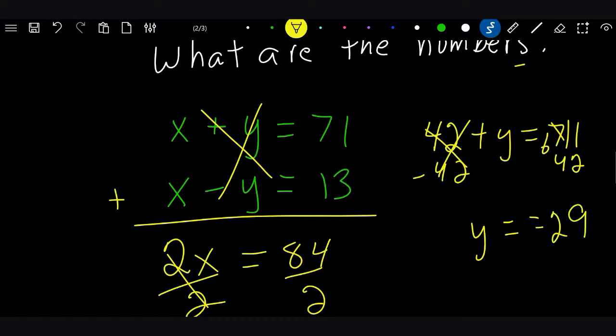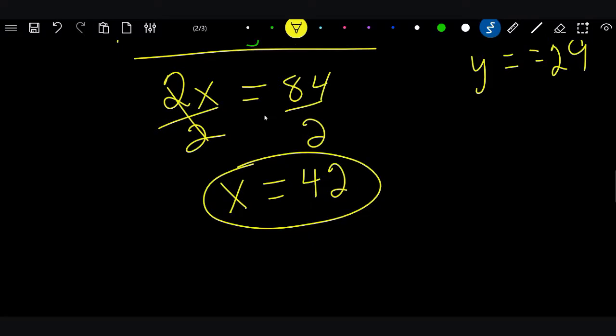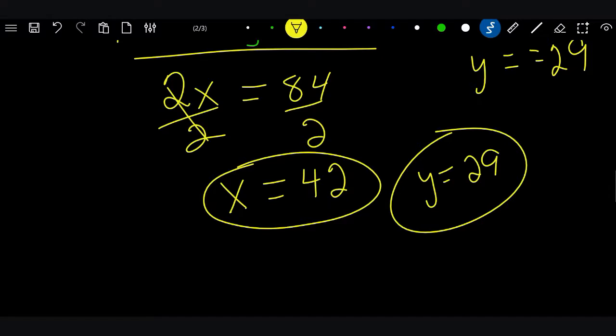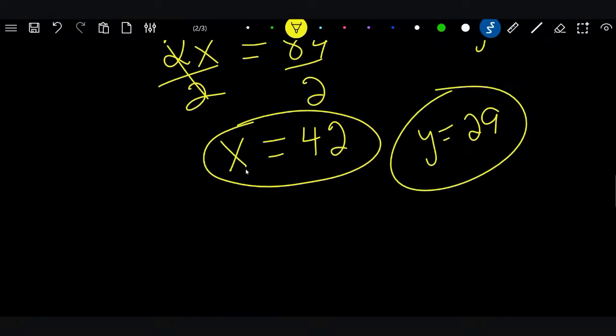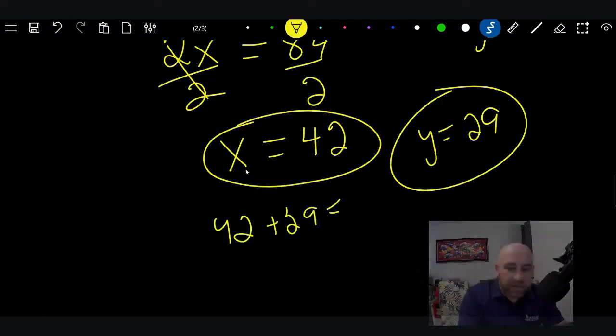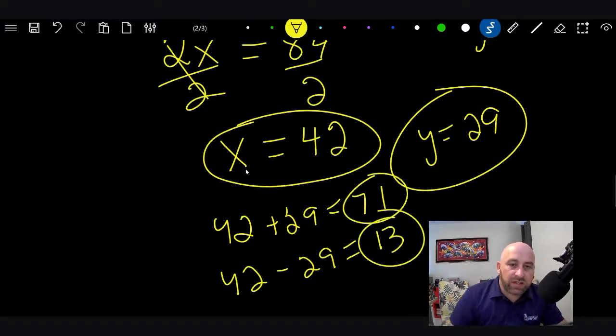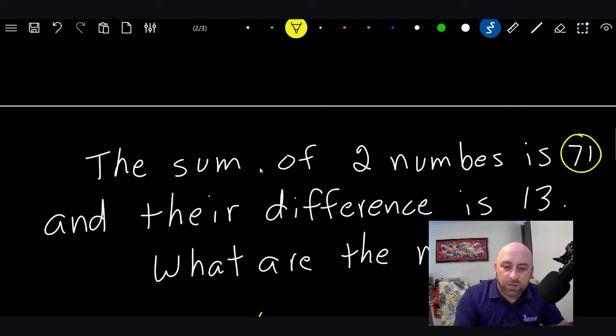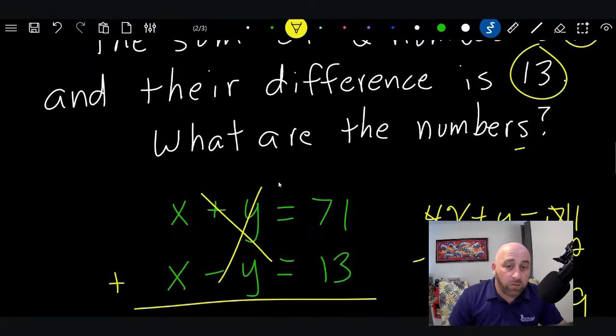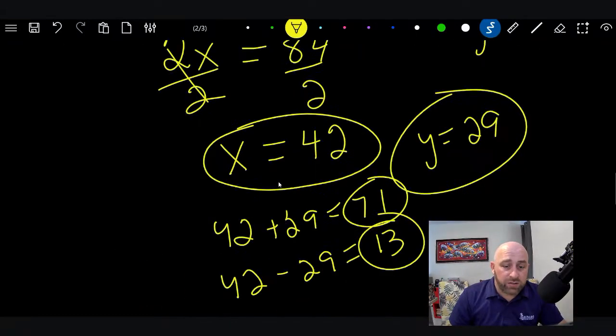All right, so there are our two numbers. So the y is 29, and the x is 42. One way that you could check this is you could just add them together, 42 plus 29, and that should give you your 71, right? And then you could subtract them. So you could put 42 minus 29 equals, and that's going to give you your 13. If it doesn't give you those numbers right here, then you've done something wrong, and you need to go back to the drawing board and find out where you went wrong. So that's a good way to check your solutions on these.